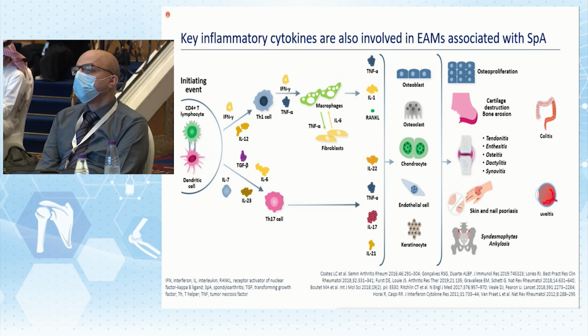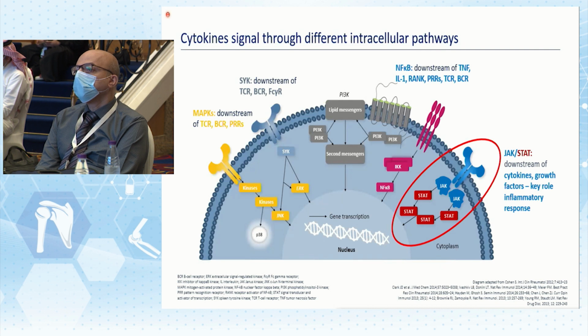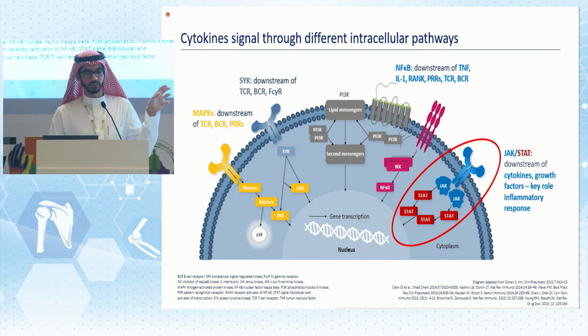Okay, so how do these cytokines perform their pathogenetic mechanism or action? They do that with the help of the cytokine signaling intracellular pathways. There are several cytokine signaling intracellular pathways. The most common is the JAK-STAT signaling pathway.